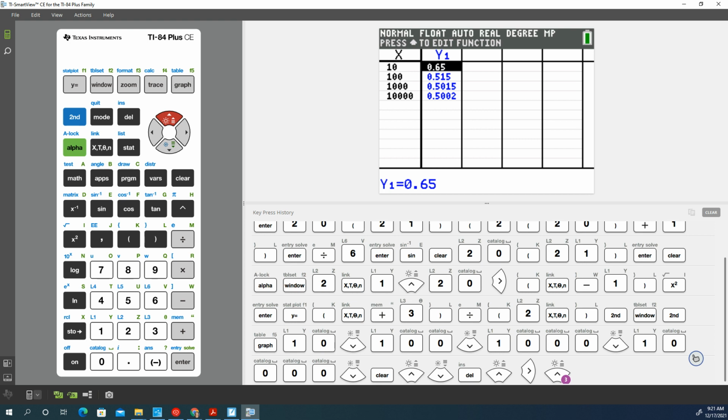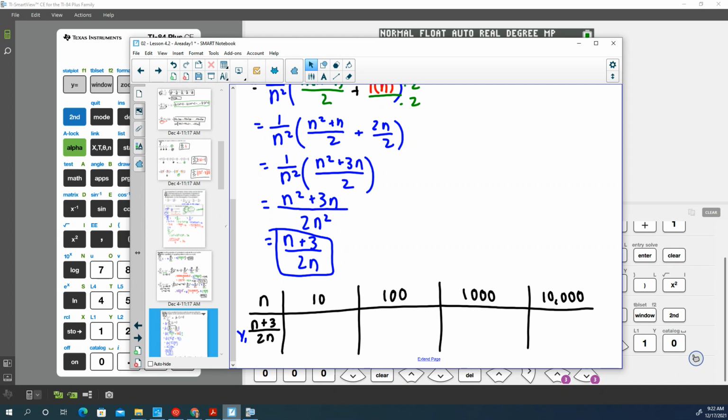So you get 0.65, 0.515, 0.5015, 0.50015. Let's write those down.